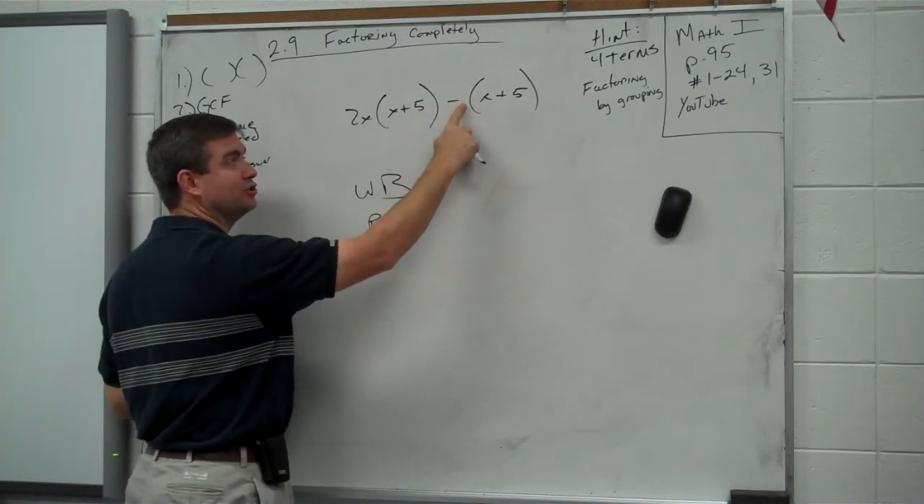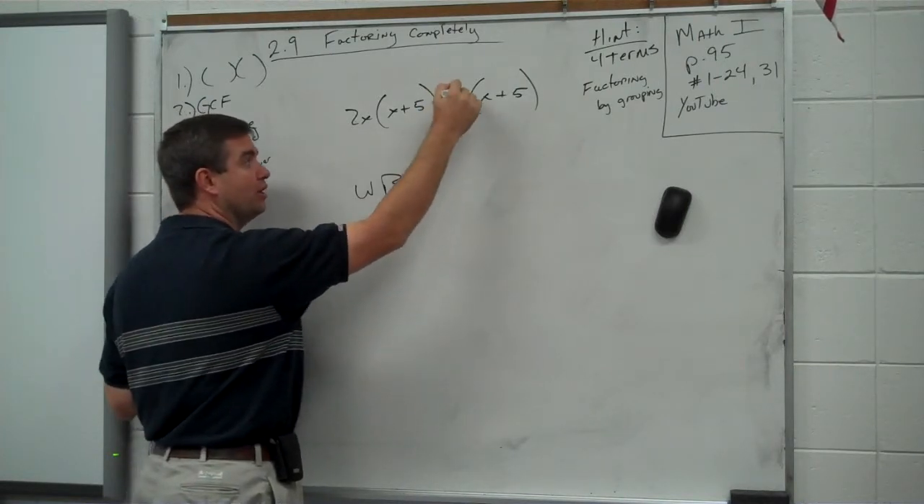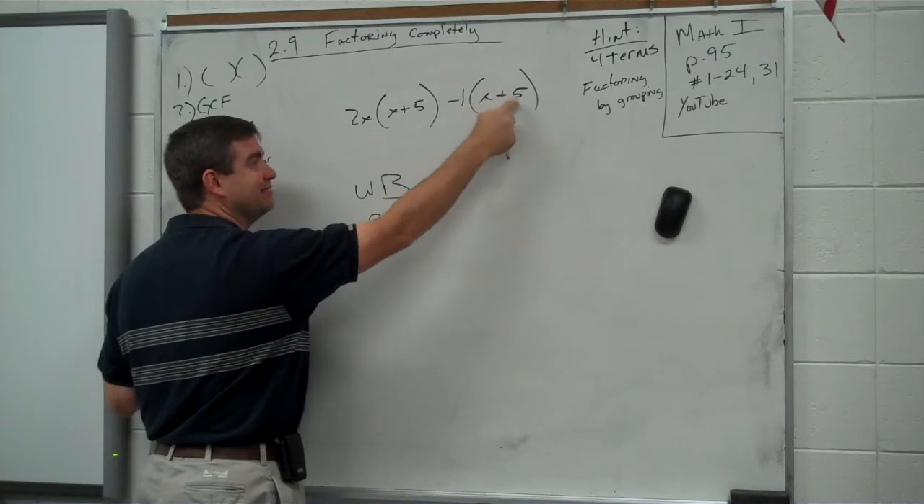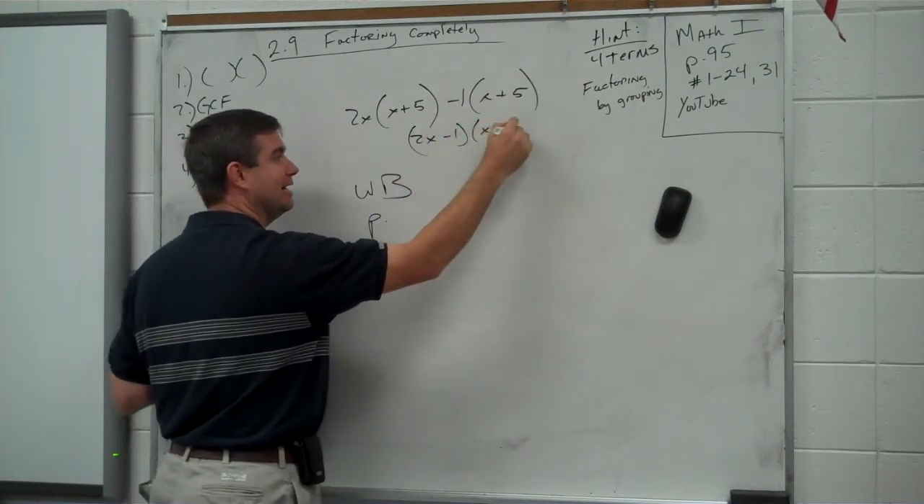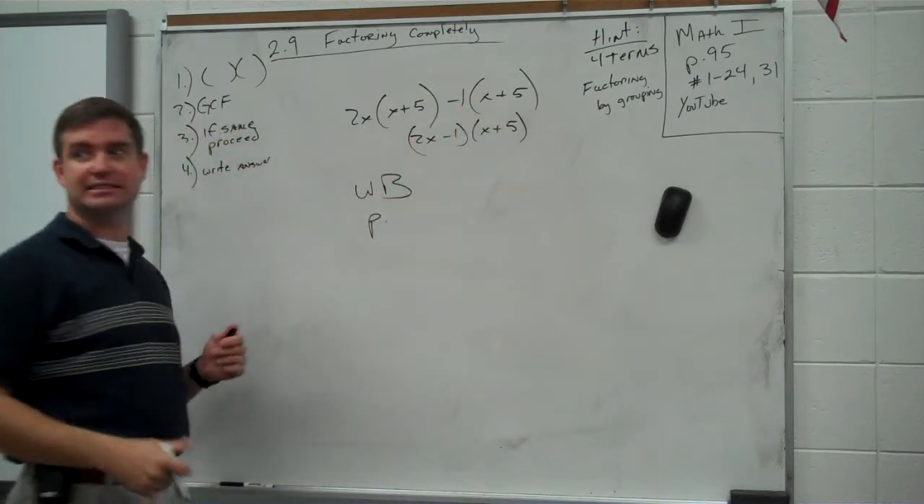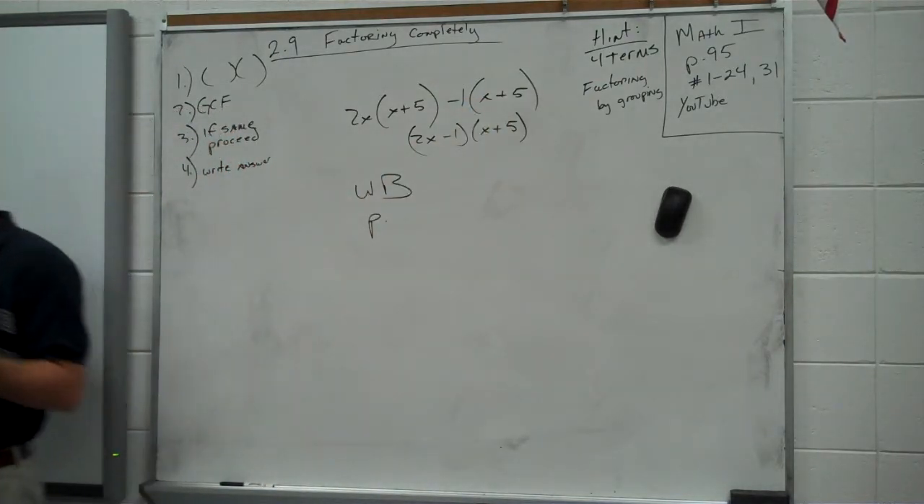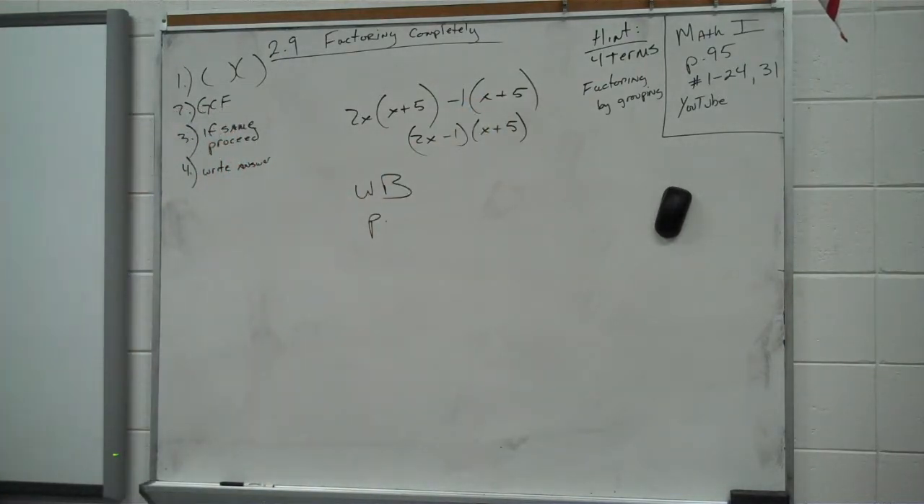What value is understood to be right here? 1. 1's the only GCF of x and 5. So it's 2x minus 1 and x plus 5. That only works because it's x plus 5 and x plus 5, because they're already the same. All right, look at number 2. You got 2x, you got x plus 5 and x plus 5. Which letter goes with number 2? A. Everybody see that?